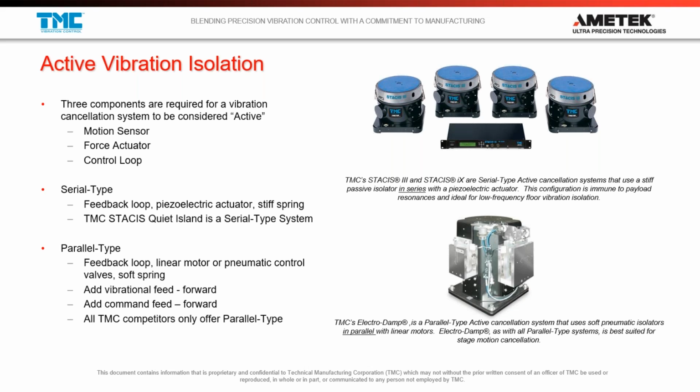And when we talk about active vibration cancellation systems, we're talking about something that has to have 3 critical components. The first is a motion sensor, the second is a force actuator, and the third is a control loop. And in its basic sense, what an active cancellation system is trying to do is sense what the floor is doing, and then send a signal equal and opposite to its actuators to try to cancel out what it's feeling on the floor.